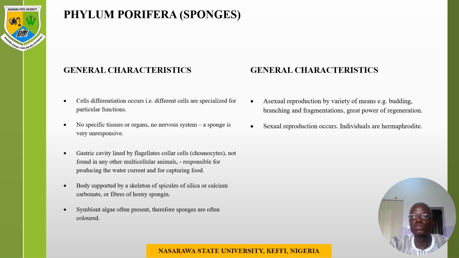They also reproduce asexually by a variety of means, which include budding, branching, and fragmentation, and they also have a great power of regeneration. Sexual reproduction also occurs. Individuals are hermaphrodite, that is, they have both male and female gametes.